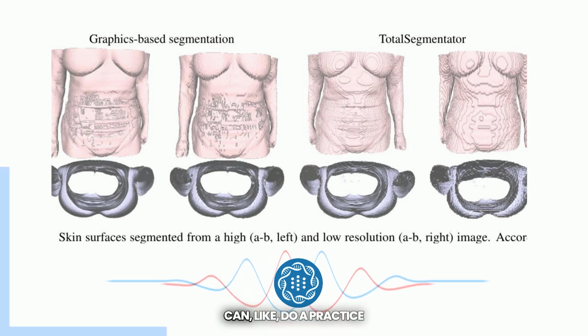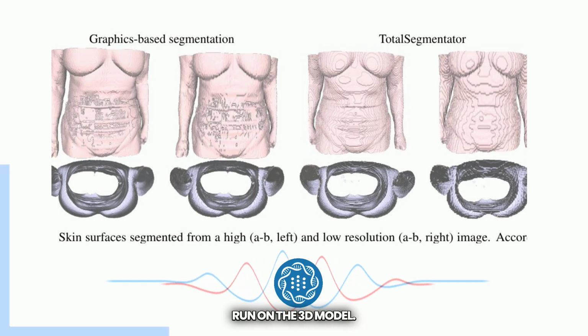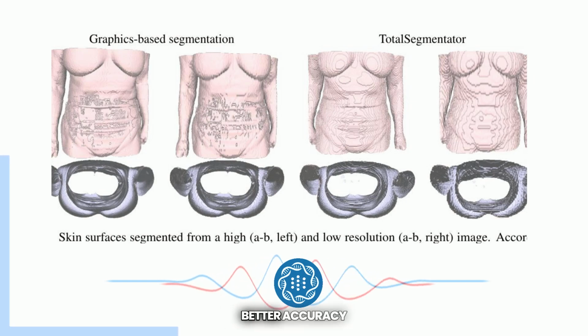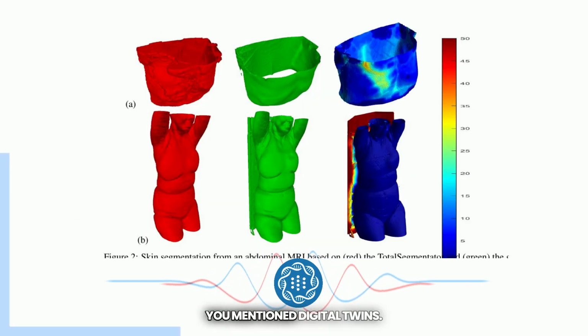Invaluable. Surgeons can do a practice run on the 3D model from the scan. They can see exactly how things looked before treatment and compare it after. It just gives them a much clearer map of the outside relative to the inside. Better accuracy. And remote monitoring, you mentioned digital twins.